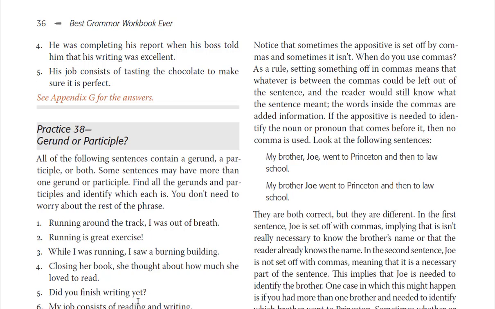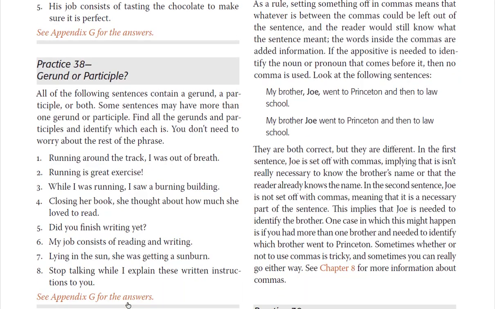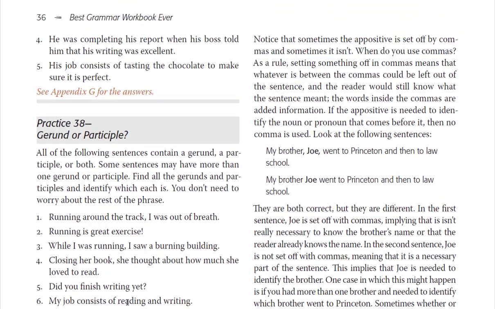"Did you finish writing yet?" So finish is a verb, and writing is the object. So therefore, if you have an ing word as a subject or an object, it is a gerund. "My job consists of reading and writing." Reading and writing are objects of a preposition. Therefore, it is a gerund. Lying in the sun modifies she, so it is a participle. So you get the idea.